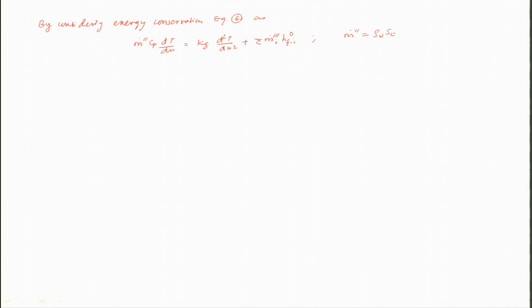Now, this is basically a second order non-linear ordinary differential equation, and it has two unknowns. What are the two unknowns?